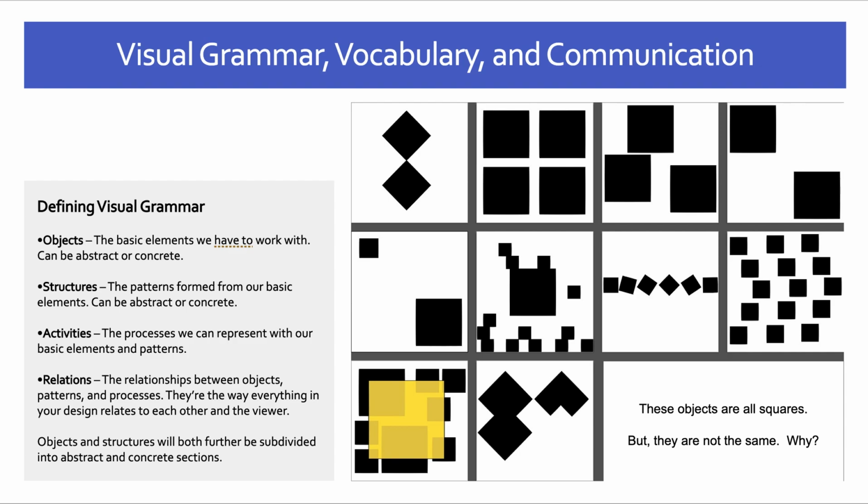Okay? So objects, the basic elements we have to work with, in this case, squares, can be abstract or concrete. We have structure. These are the patterns formed from our basic elements. Again, they can be abstract or concrete, and you see patterns. For instance, the pattern over here, it's not laid out very well. It's not aligned. It drives me nuts.